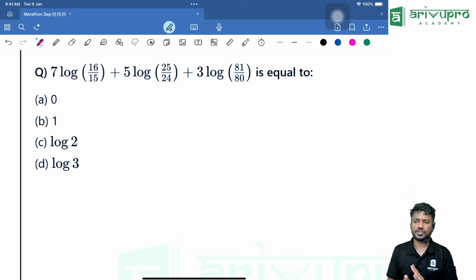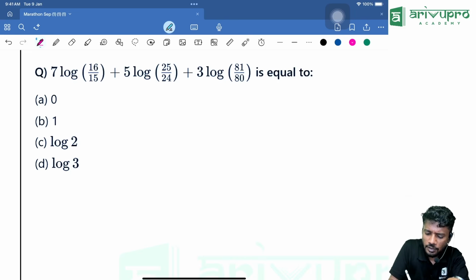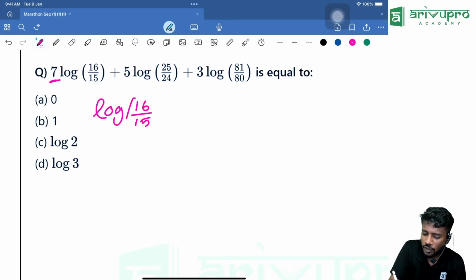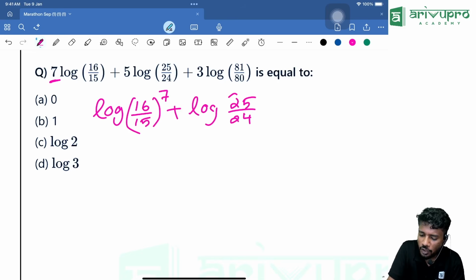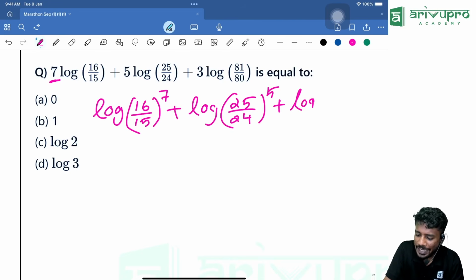Which property should we use? You should tell me. Log x by y equal to log x minus log y. Is that necessary to use? Or you can always use log a plus log b plus log c, right? That is also possible, right? But the power is over here. So you can write it as log of 16 by 15 the whole power 7 plus log of 25 by 24 the whole power 5 plus log of 81 divided by 80 the whole power 3.